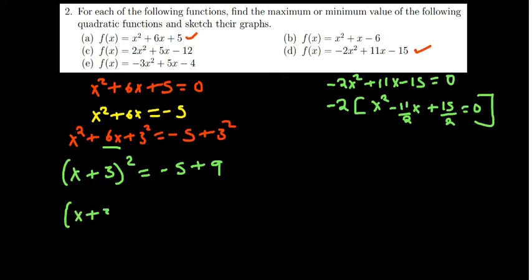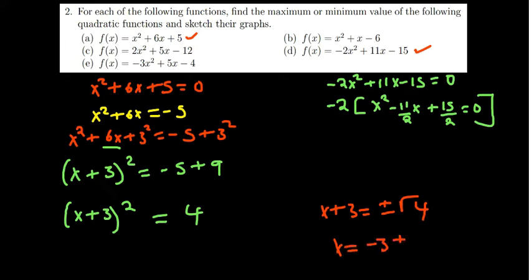So you have (x + 3) squared. Negative 5 plus 9 will give us a positive 4, right? If you are to solve a quadratic function using completing the square, at this point you can introduce a square root on both sides so that you have x + 3 equals plus or minus the root of 4. Your answer can be negative 3 plus or minus 2.